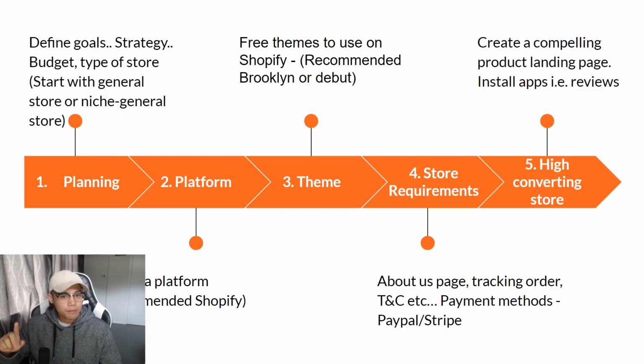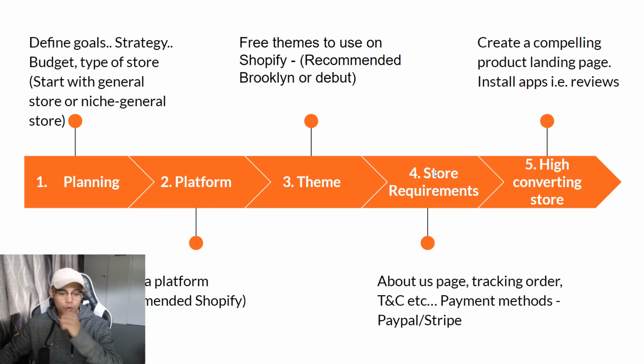That is step one. Step two is what kind of platform you're going to be using. I recommend Shopify. This is perfect for any e-commerce type of store. Step three is what theme you want to use. You can use a paid theme, but I've also found success using free themes. You can start off with free themes before you start looking at paid themes. You can see here the free themes to use on Shopify. I recommend Brooklyn or Debut. They're very clean and minimalistic, and in my opinion, they are probably some of the best free themes you can get out there.